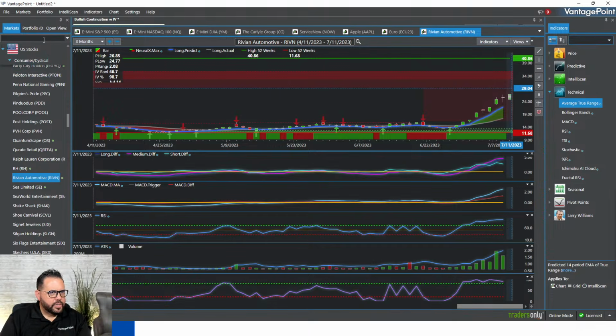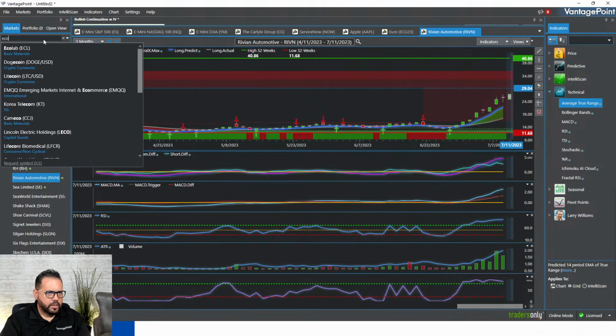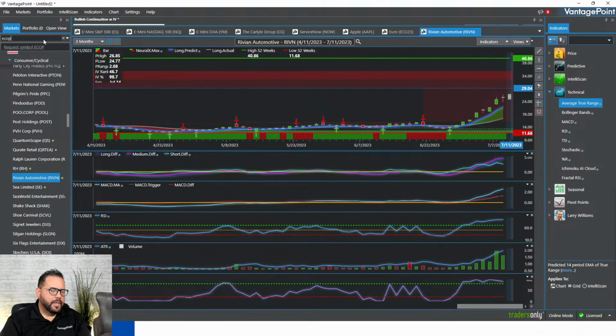Okay, let's keep on going. SQQQ. Oh, let's see. EcoPetrol. Let me see if it's in the software. EcoPetrol is not in the VantagePoint software.